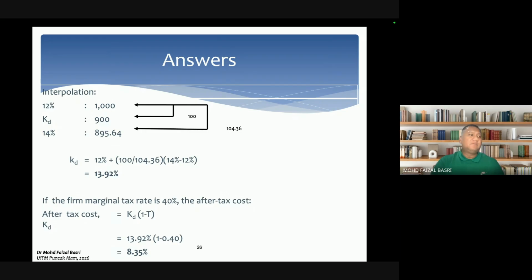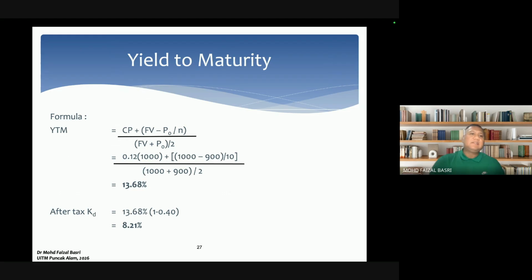Tapi again, untuk memudahkan cara kira, we just use the YTM, and I'm going to accept the answer juga kat situ. Okay, so this is the answer untuk YTM tadi lah. Okay, 13.68 and also 8.21%.